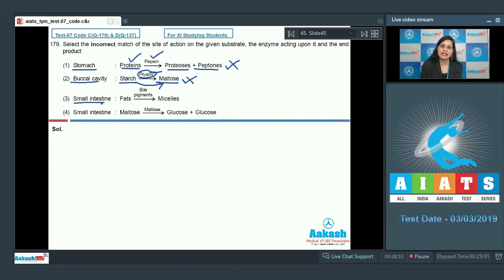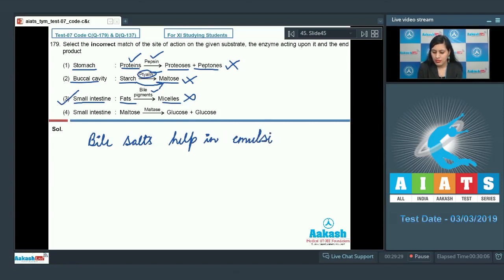The next option is small intestine, in which fats in presence of bile pigments form micelles, and as it is an incorrect match, this is the correct answer to our question, because bile salts and not bile pigments help in emulsification of fats. So this is an incorrect option, because fats in presence of bile salts form micelles in small intestine.